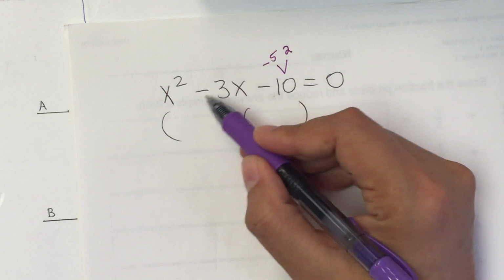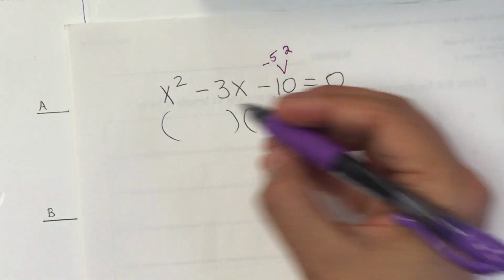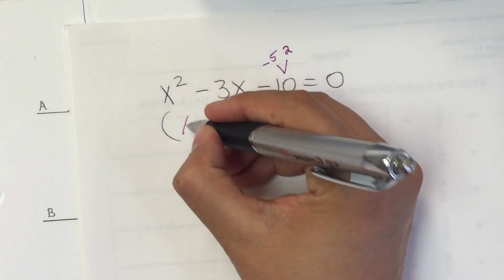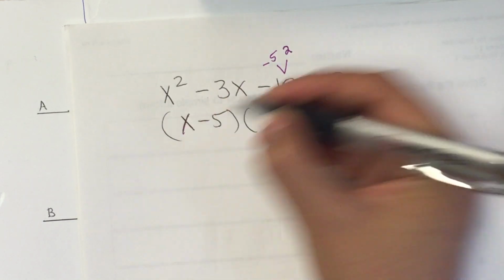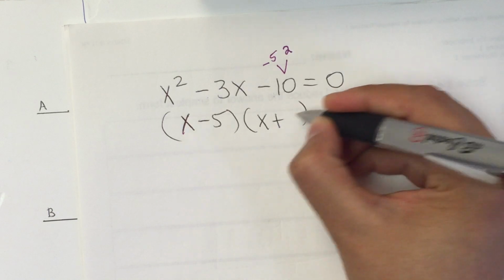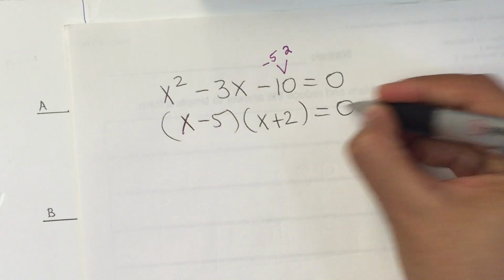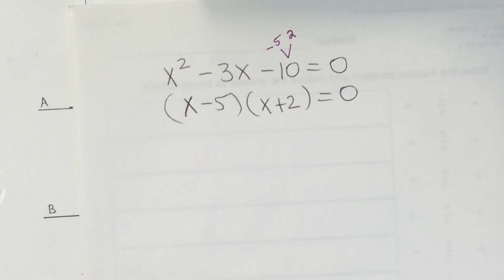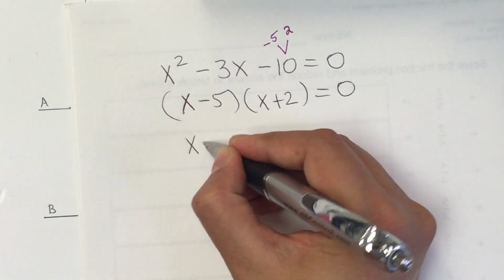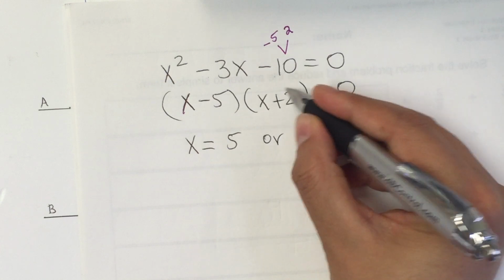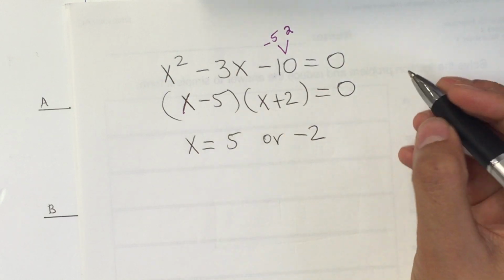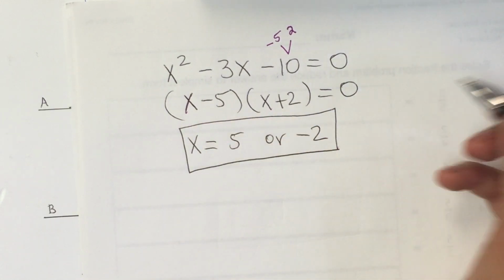With the sign of the bigger one is negative. So perfect. So we're going to have x minus 5, x plus 2, and that's equals to 0. With the shortcut, it's just going to be x equals the opposite, so it's 5, or the opposite, so negative 2. That's going to be my answer.